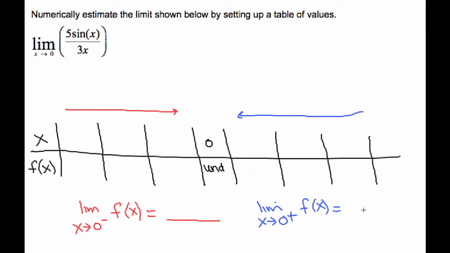And what I'll do is I'll put that value right here. Now, if the left and right-hand limits are both 0, that will be my two-sided limit. And that two-sided limit, well, I'll put that right here.